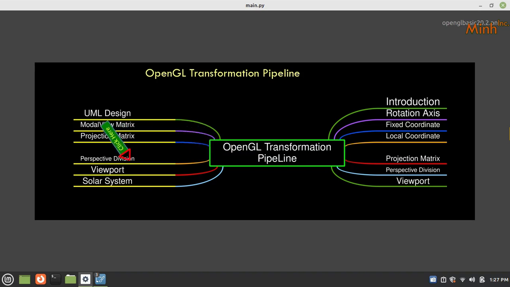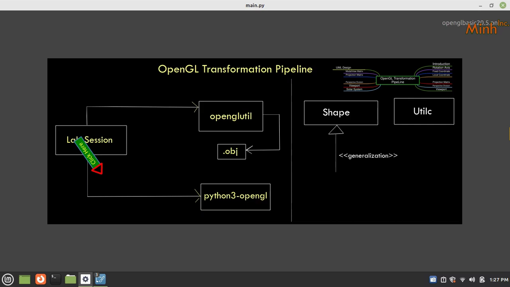Okay, so we have a lot of lab sessions here. We have UML design, then model view matrix, projection matrix, perspective division, viewport. Finally, we'll build up a solar system, like Earth moving around the Sun and the Moon moving around the Earth. So that we'll see in the lab session.